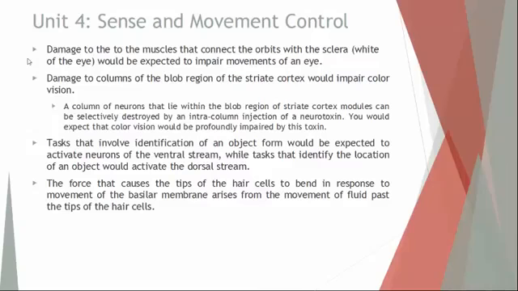When you have damage to the columns of the blob region of the striate cortex, this would impair color vision. And what that means is the striate cortex is just another word for the visual cortex. You have cells, cytochrome oxidase blobs, and yes, they actually are called blobs. These are set up in columns and layers in a very particular way, and their job is to sense the intensity and the hue and the clarity of various colors.